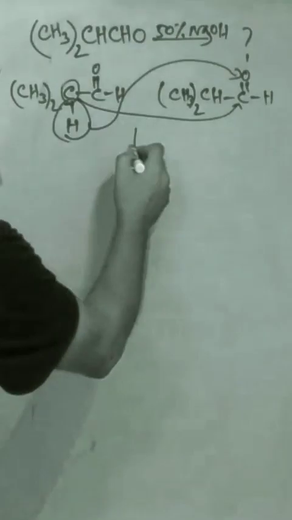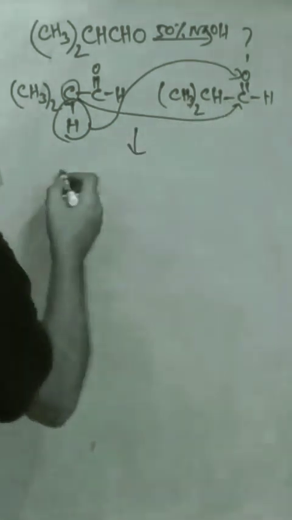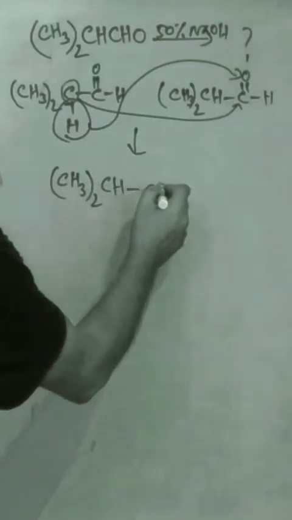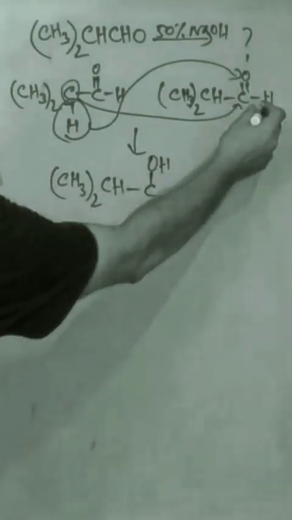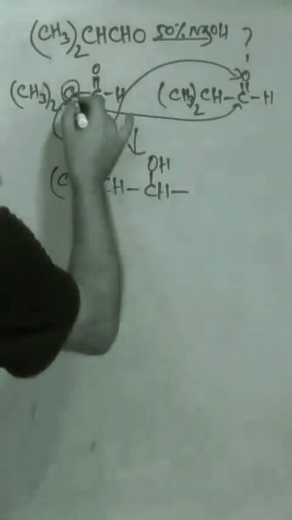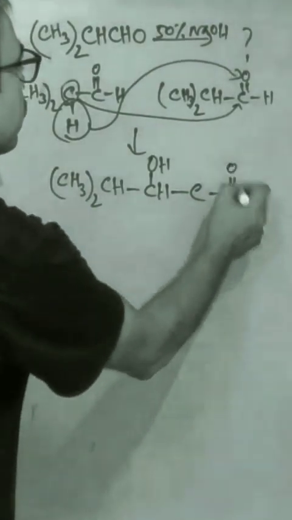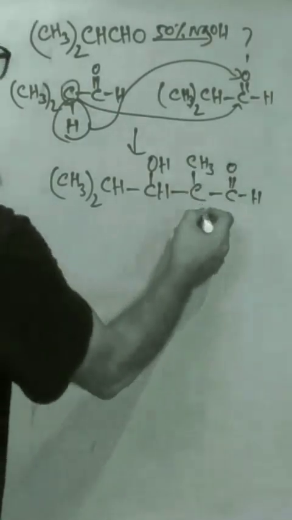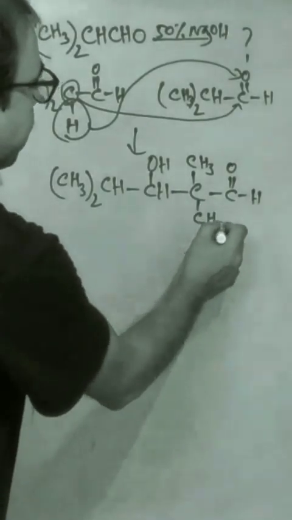Okay, so the product will be, we will start writing from here, so (CH3)2CH, then single bond C, single bond OH, hydrogen, then the bond continues with this alpha carbon. Here two methyl groups are present and also a CHO is there. So CHO is here, C double bond OH, and two methyl groups. Here we can write two CH3 groups as up and down, CH3 and CH3. So this will be the product if we treat dimethyl acetaldehyde with 50% NaOH solution.